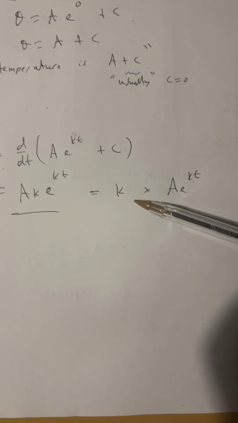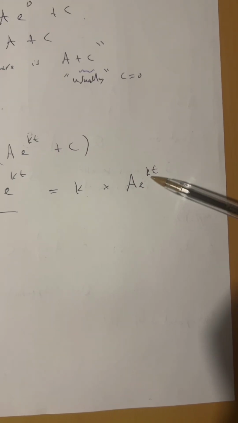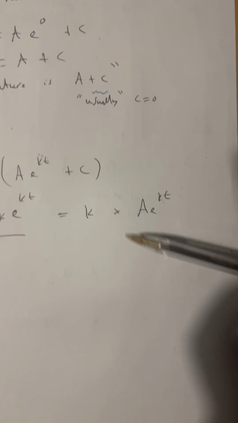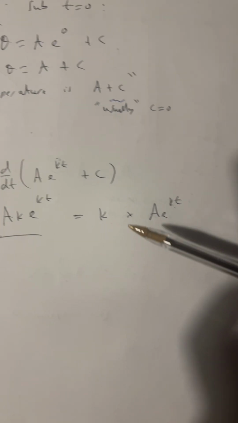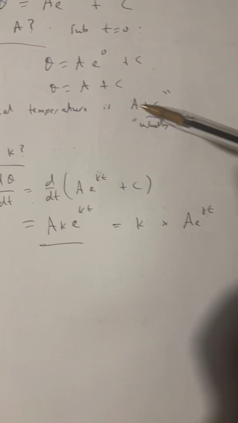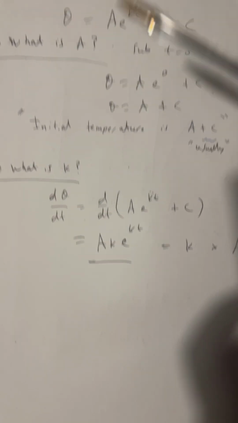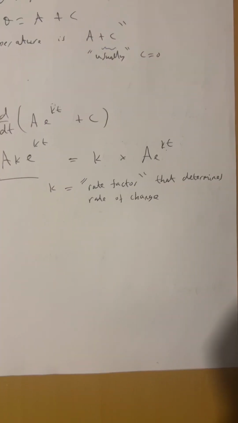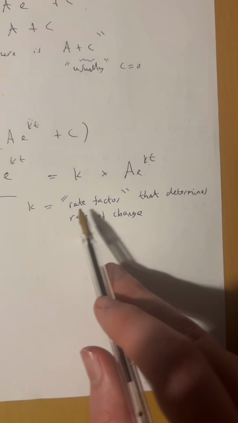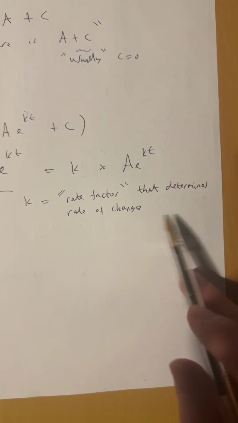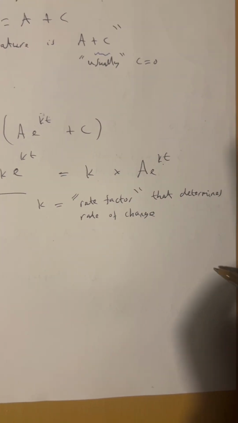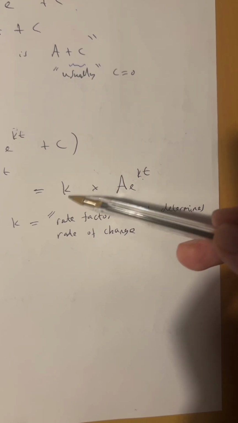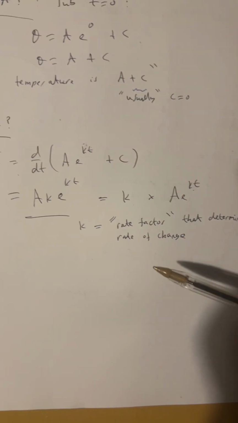As we can see, this is K times this exponential term. So K you can think of as a rate factor in this instance. It's a factor that determines the rate of change of your temperature or whatever variable you're dealing with. There's no specific name for this. I've just called it, again, a rate factor that determines the rate of change. It's really important that K is not the rate of change. It's just a factor that determines the rate of change. So just an important distinction.